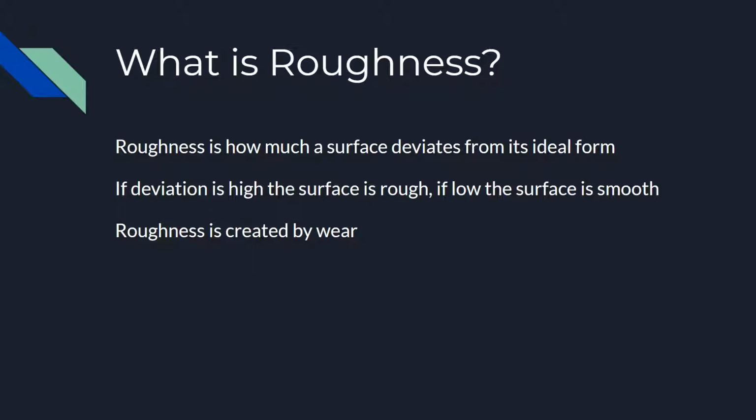A surface's ideal form is what it would look like had it never gone under any stress or strain. If a surface deviates heavily from its ideal form, it's considered rough and coarse. If not, and it only deviates a small amount, the surface is smooth. Lastly, wear produces roughness.